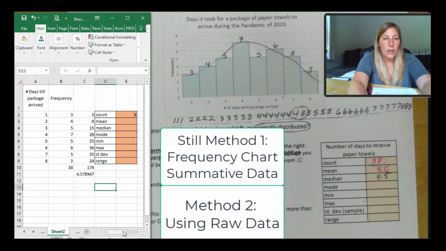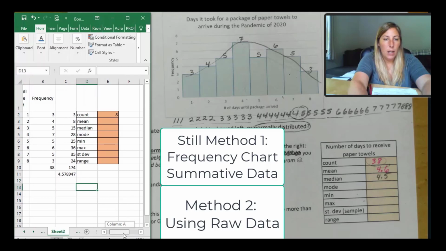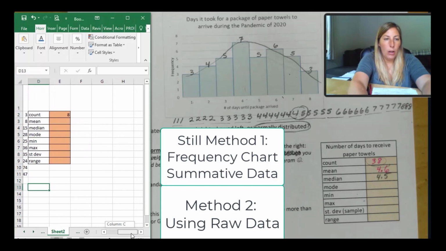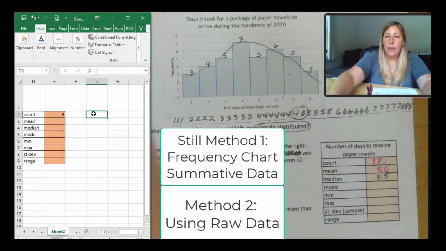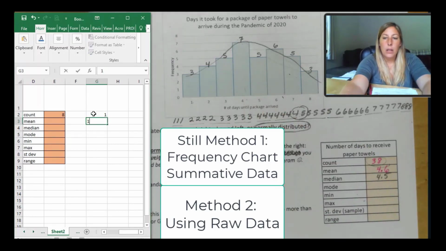So instead of entering the summary of data, why don't we try entering all of the data? And where do I grab all of the data from? Well, I'm just going to grab it from right here. I have 3 ones. And yes, it's going to take some time to put the data in, so go ahead and make sure you're getting the data in properly.